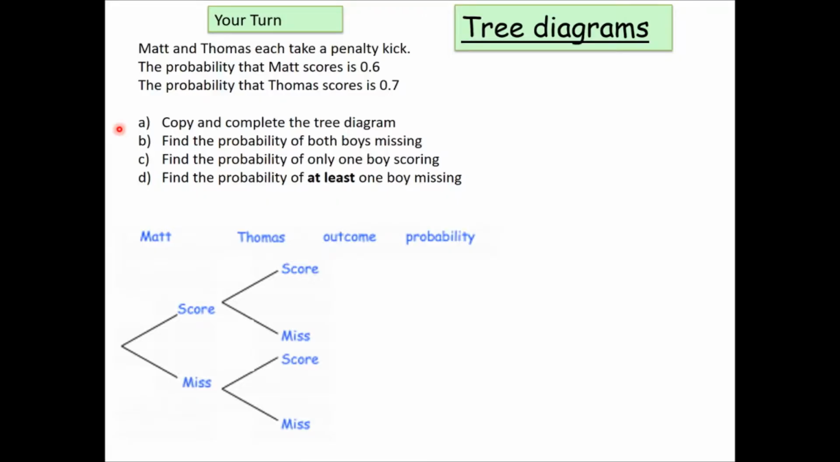So what I would like you to do now is pause the video and try this question for yourself. Once you've completed the tree diagram and answered those questions, play the video and then I'll go through the answer.